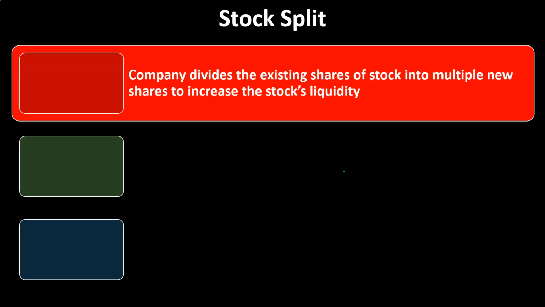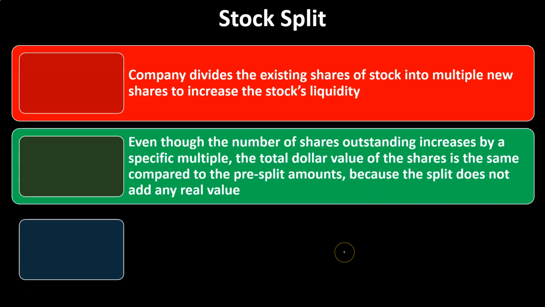So a stock split is when a company divides the existing shares of stock into multiple new shares to increase the stock's liquidity. Typically you're increasing the stock's liquidity by bringing the price down to that sweet spot, hoping it makes the stock more valuable to investors, because it's in that marketable area where people like to buy stocks. So even though the number of shares outstanding increases by a specific multiple, the total dollar value of the shares is the same compared to the pre-split amounts, because the split does not add any real value.